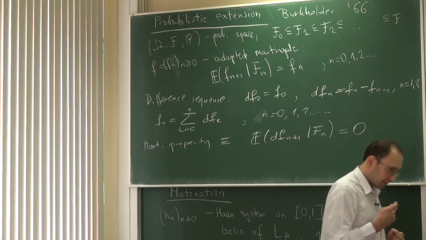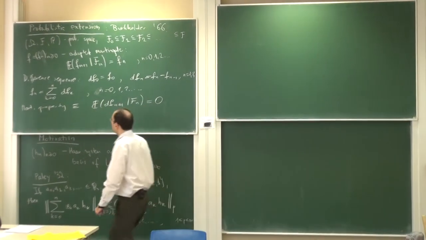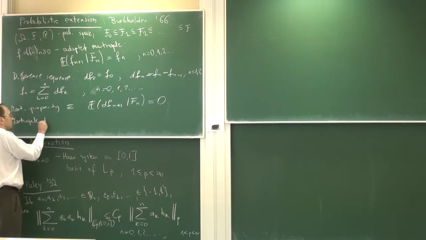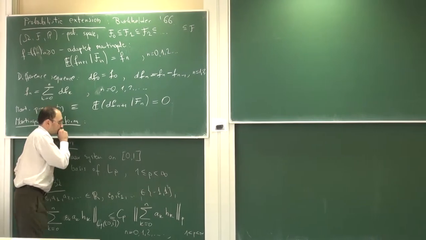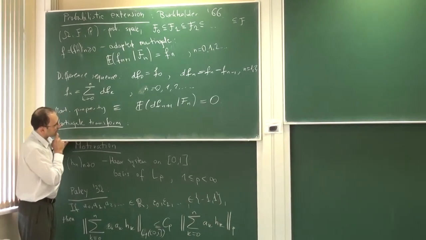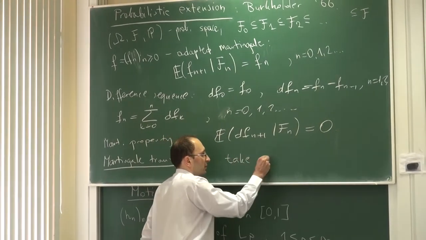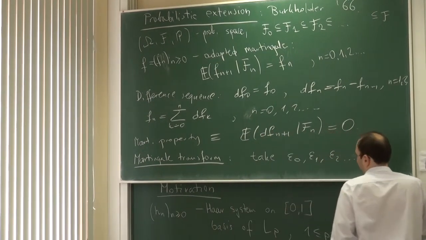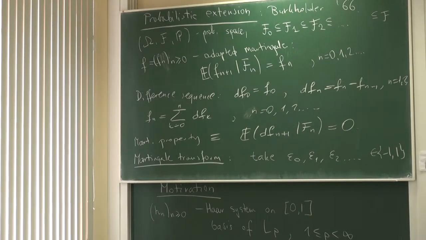There is a very important object which can be considered here, namely the martingale transform. So what is a martingale transform? Take epsilon_0, epsilon_1, epsilon_2, and so on. Let's say for a while that this sequence takes values in plus or minus 1, and let us assume for a moment that it is deterministic.